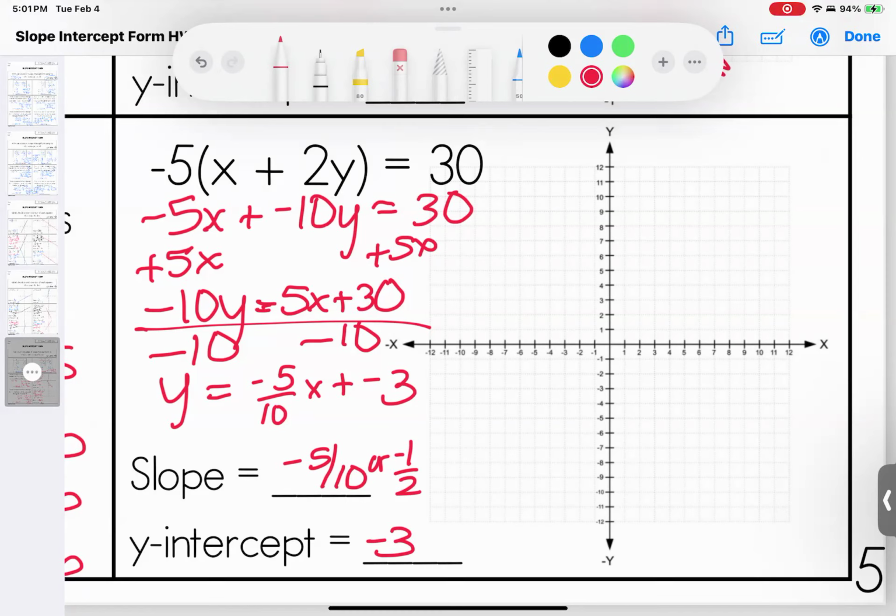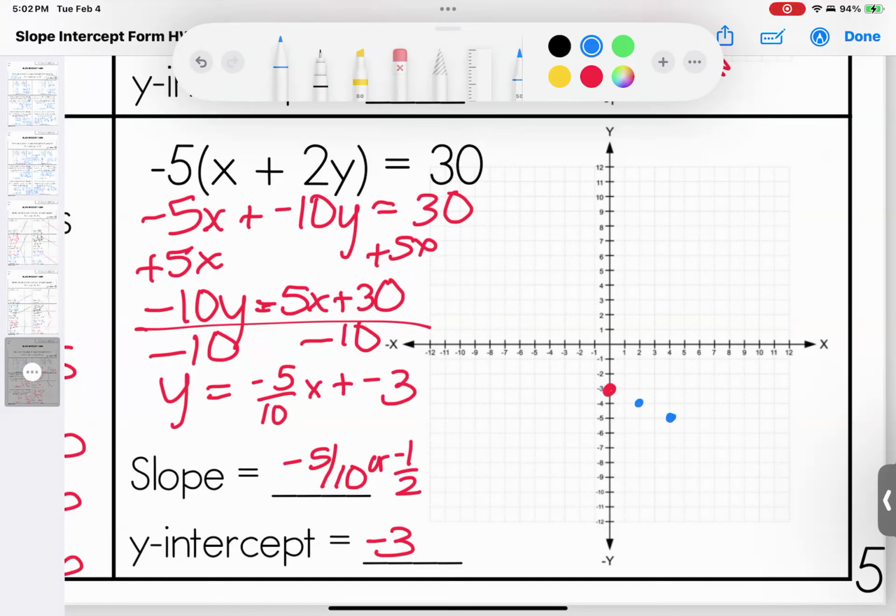If you did it as 1/2, it's just going to fit on the grid a little bit easier. If you do -5 over 10, you're just going to have more space between your plot points, but the line's slope is still going to be the same. So -3. And again, I'm just using the 1/2 so that it fits on the graph. If you used 5/10, totally fine. Down 1 over 2. Down 1 over 2.